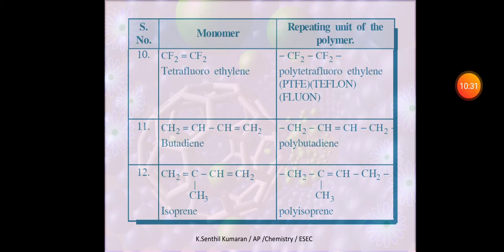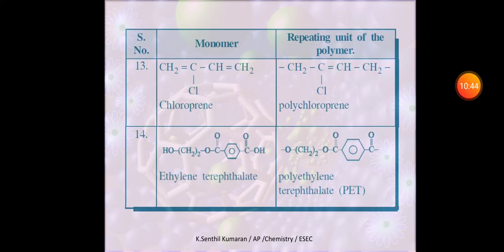Addition polymerization means there is no removal of small units like water, HCl, etc. Then an important polymer is polyisoprene. The monomer unit is isoprene, and n number of isoprene connected together form polyisoprene. Next, chloroprene. In the butadiene structure, the second carbon atom is connected with a chlorine atom, that is called chloroprene. N number of chloroprene connected together form polychloroprene.